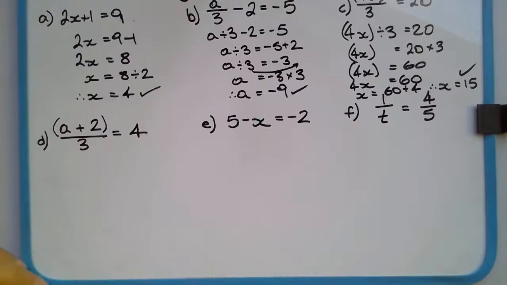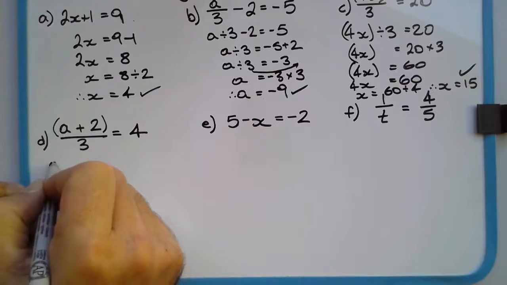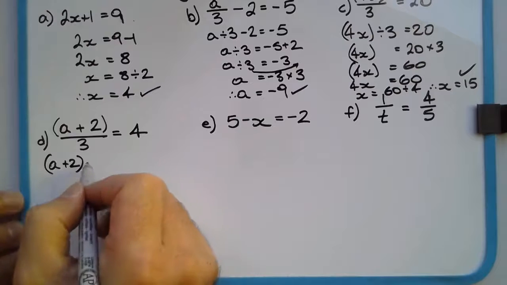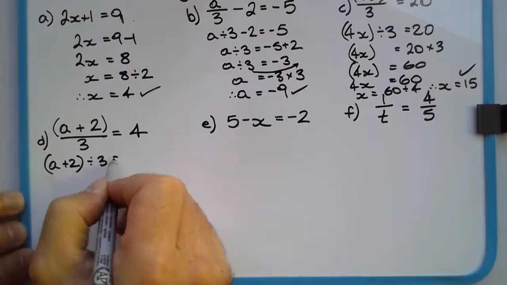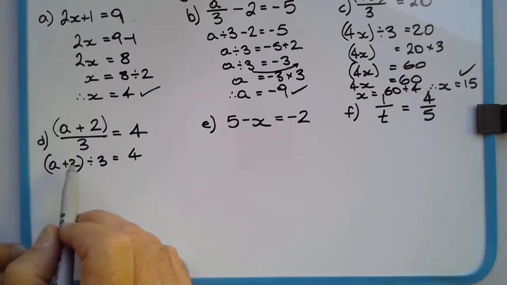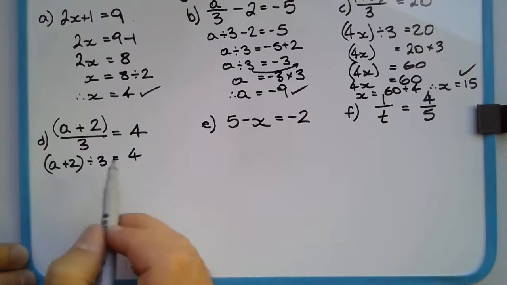Okay, so when I say implied, it's like invisible, sort of invisible brackets that are meant to be there. So I'm going to write it out again, this time with the brackets, but using the division symbol. So (a + 2) divided by 3 is equal to 4. Now, according to BIDMAS, we do the brackets first, then we do everything else.